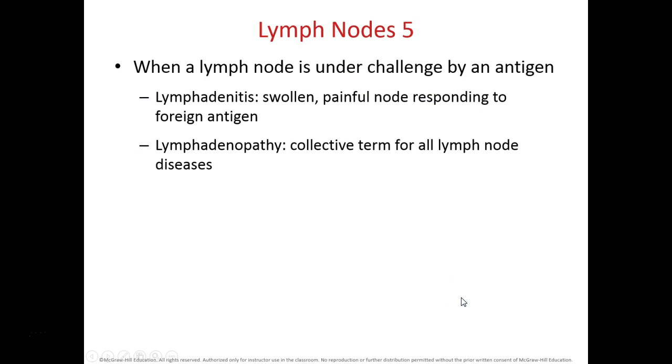So when lymph nodes are challenged by an antigen or there's some type of infection, you get lymphadenitis. And this is swollen, painful lymph nodes responding to the foreign antigen. So those cells in there start to divide and they bring in all these chemicals that stimulate your pain receptors. You can have a lymphadenectomy, or you can have lymphadenopathy, which is just any disease. Lymphopathy means disease of the lymph nodes.